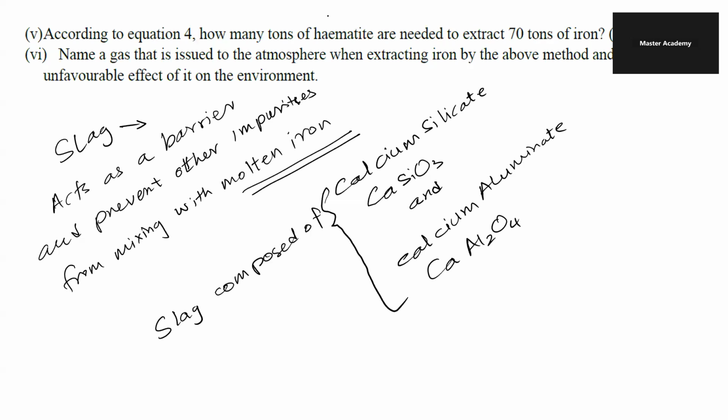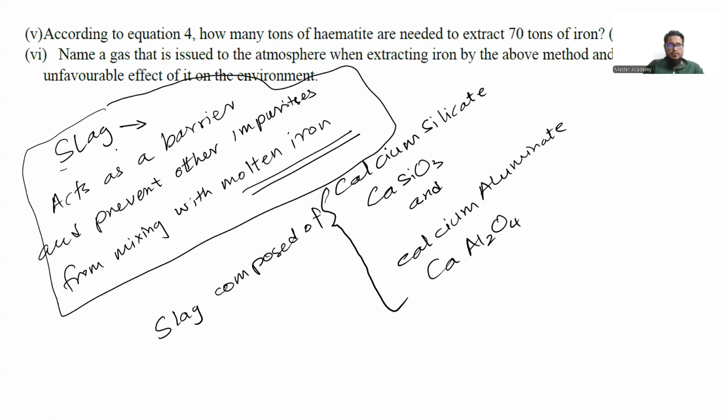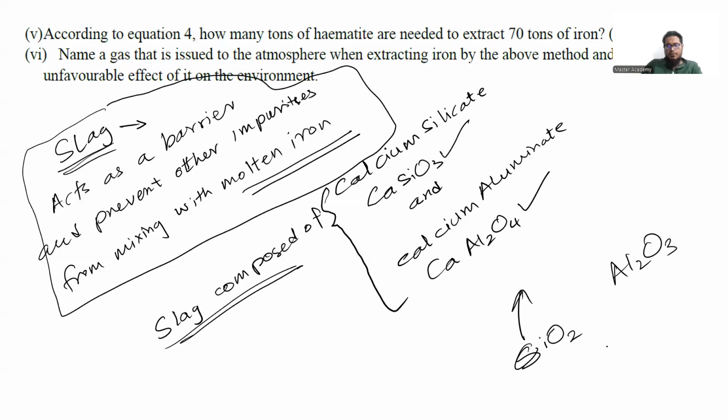Okay, then let's go to the discussion. Are you all clear about the definition of slag? Again, the function of slag, and this is the composition of slag. Calcium silicate and calcium aluminate. They come from silica SiO2 and alumina Al2O3 joining with calcium oxide.